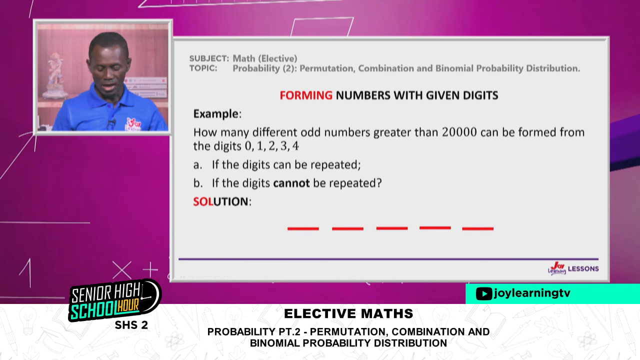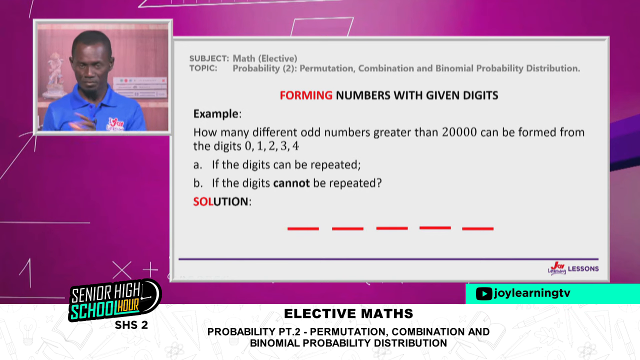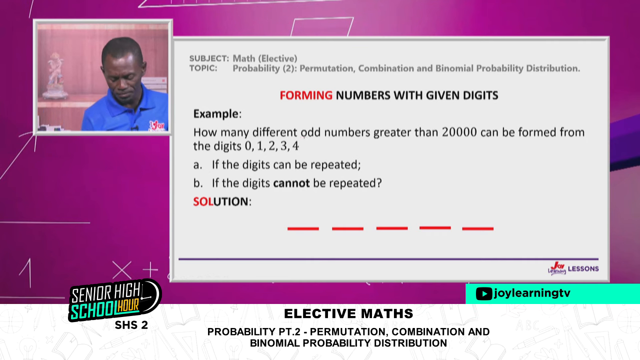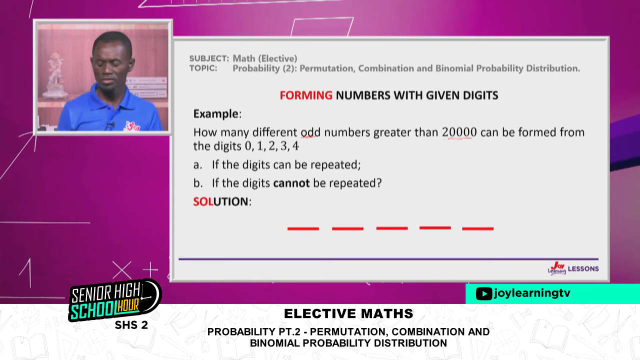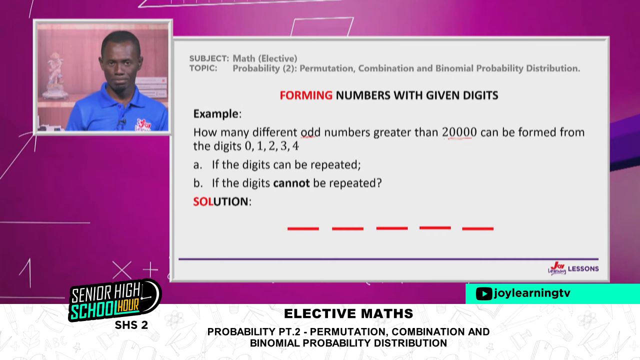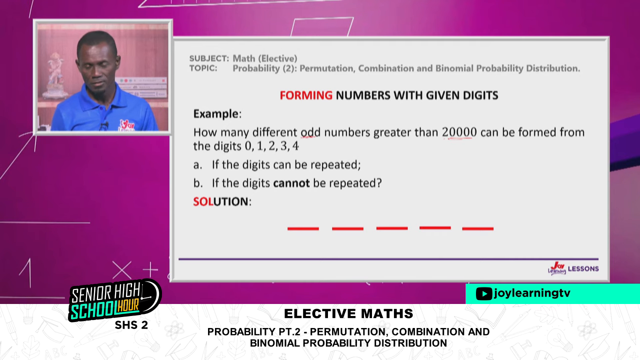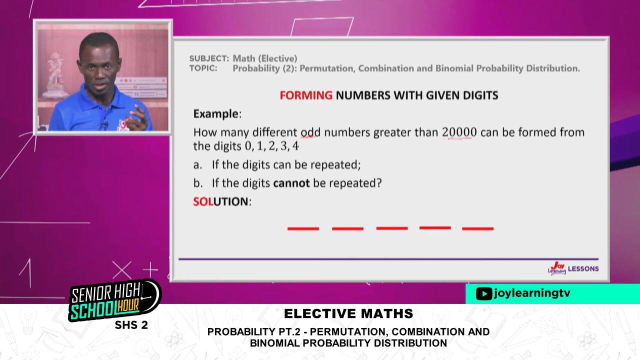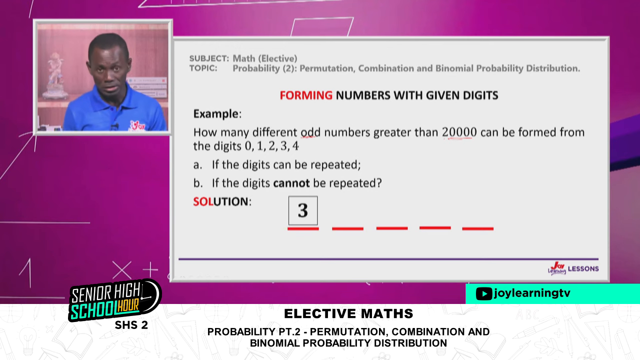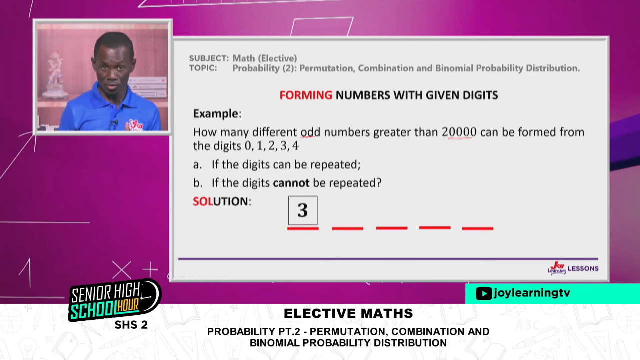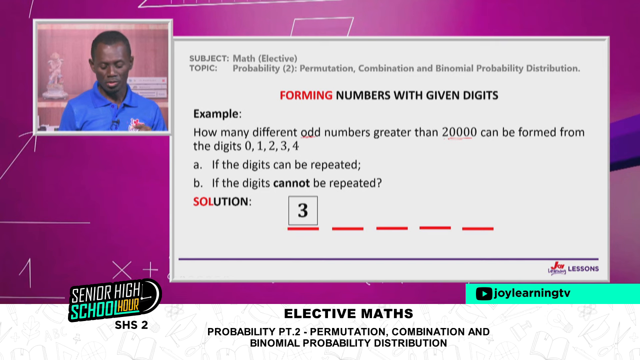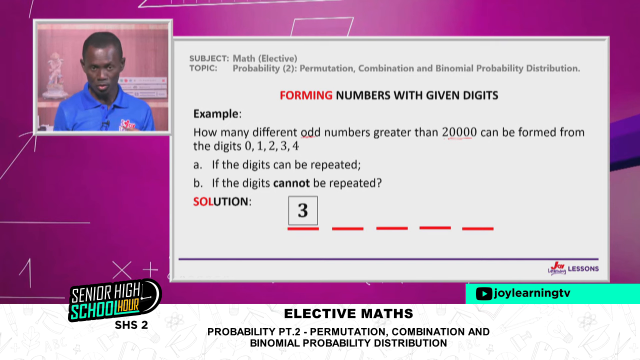Okay, so solution. In 20,000, I have 5 places, 5 digits. So I have my 5 red lines over there. The number has to be odd. It has to be greater than 20,000. In other words, the number cannot begin with 0. It cannot begin with 1. If it begins with 1, it would be less than 20,000. So it must begin with either 2 or 3 or 4. So there are 3 possibilities there for the first one. The number has to be odd. It means that the last digit cannot be 0 or a digit divisible by 2. So if we took out 0, 2, and 4, we are left with only 1 and 3. So 2 possibilities at the end.